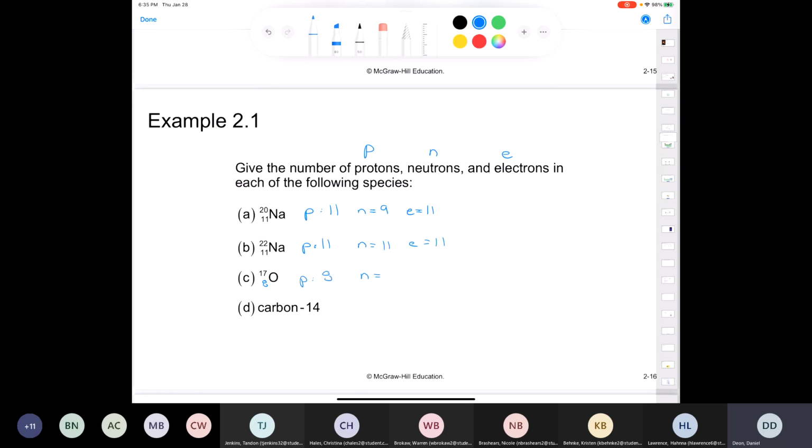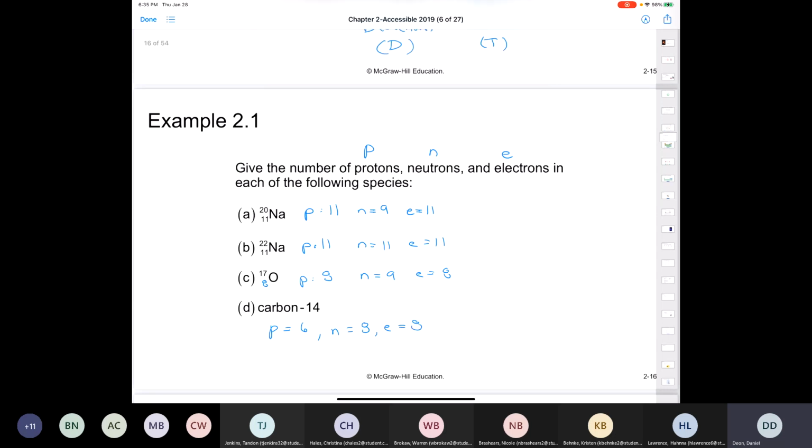If the mass number is 17, what plus 8 gives me 17? The answer is 9, and the number of electrons is going to be 8. All right. For carbon 14, we got 6 protons, we got 8 neutrons, and we've got 6 electrons.